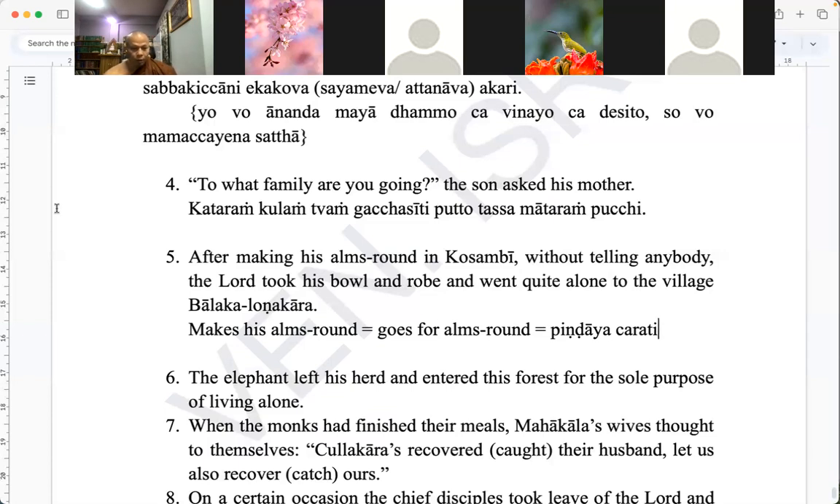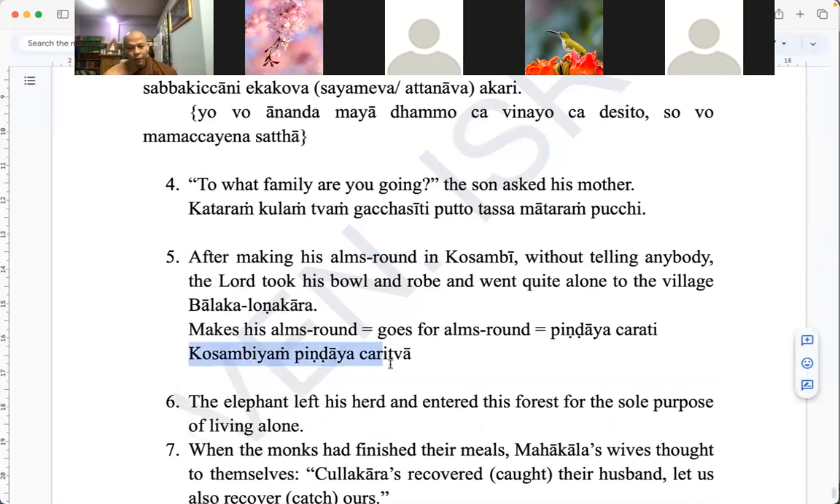So that is fixed phrase in Pali. So now, here, after making his arms round, and then in Kosambi, so in Kosambi means, so Kosambi Yan, so Bindaya Jarit Dawa. So in this way we can understand. Kosambi Yan, Bindaya Jarit Dawa. And then, so without telling anybody. So related to that one, this line, okay, should be last. This note.